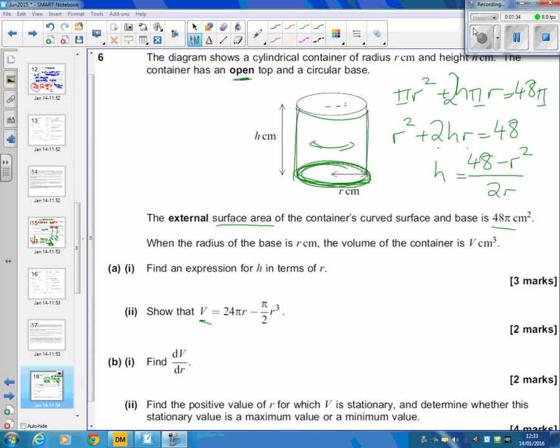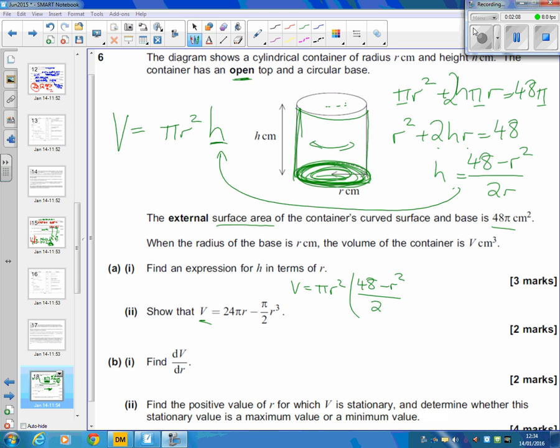Now we have to throw that into the volume formula. Again, the volume was something you should have remembered from school. The volume is the area of the bottom down here, which we've already decided is pi r squared, times by the height. Without that formula, you can't do this part. So we now drop in the h we had earlier into that bit there. So we've got that the volume is pi r squared times by 48 minus r squared over 2r.